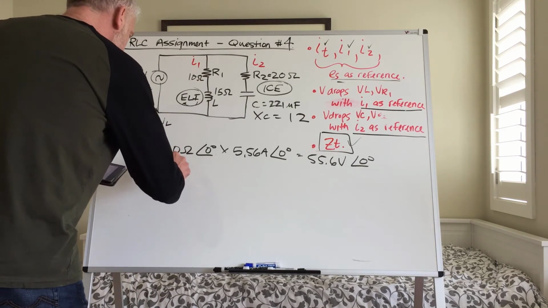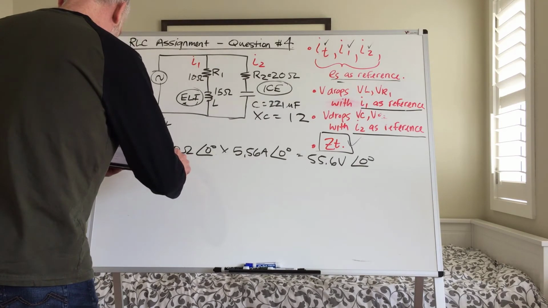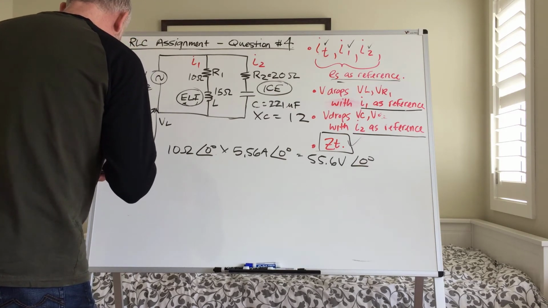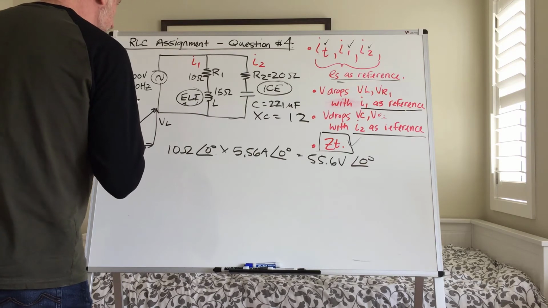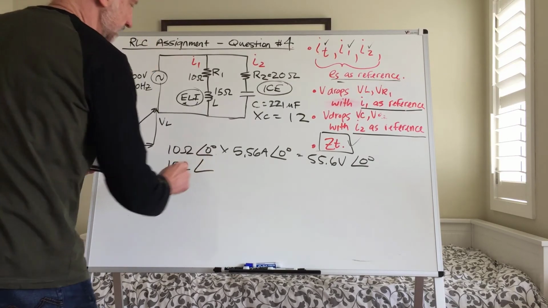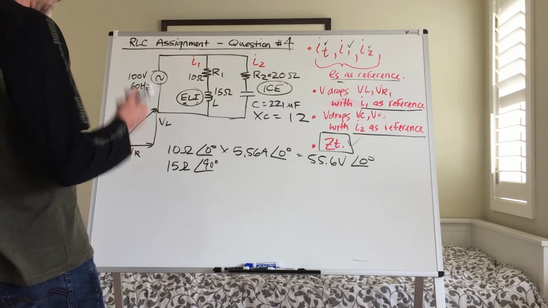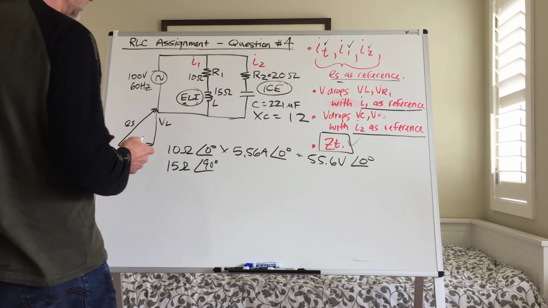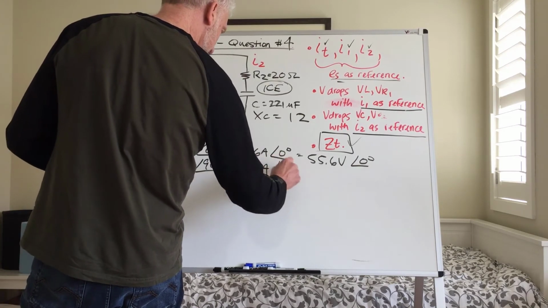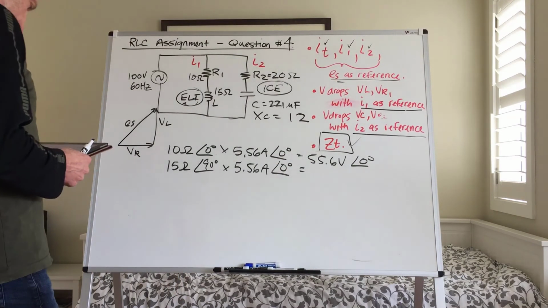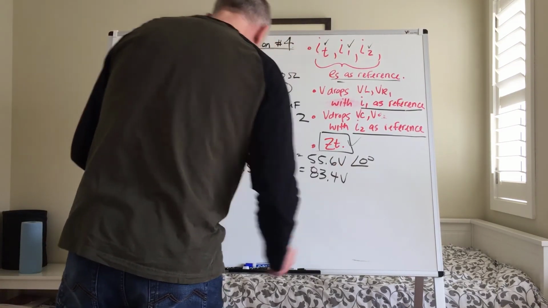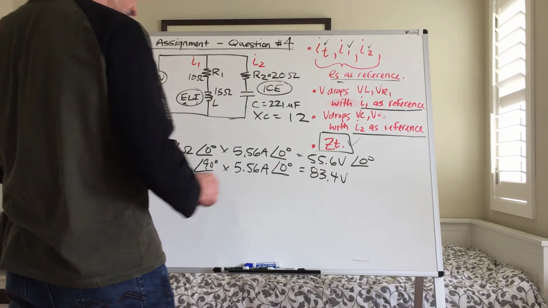The VL value is going to be our current, same current, right, multiplied by our XL value. And our XL value was 15 ohms, right? So then we're going to have 15 ohms at 90 degrees, because that's the plus J component of XL, times 5.56 amps at 0 degrees for our reference. And then we're going to get 83.4 volts at an angle of 90 degrees.